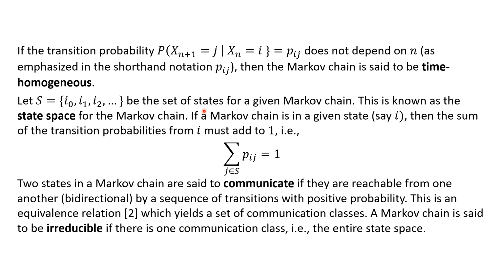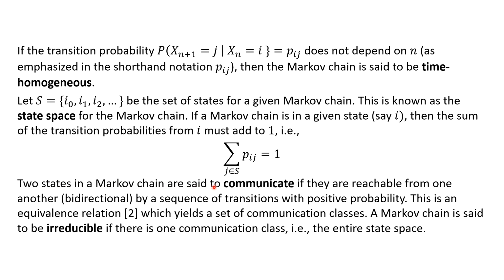Then we have a few other points here that I've made earlier, but I'll repeat them here. Let S be the states of a given Markov chain, so i0, i1, i2. This is known as the state space for a Markov chain. If a Markov chain is in a given state i, then the sum of the transition probabilities from i going to other states must add to 1. We saw that in our examples where we had the matrices and we looked across, and I mentioned the probabilities need to sum to 1.